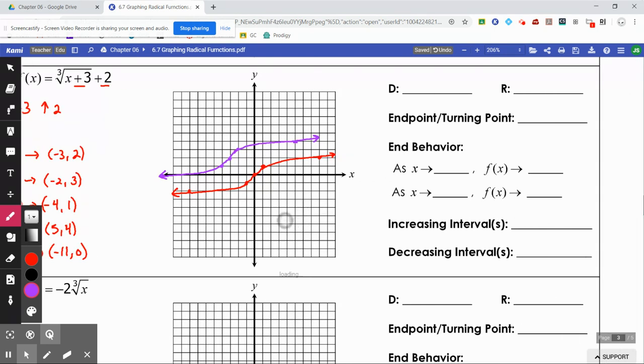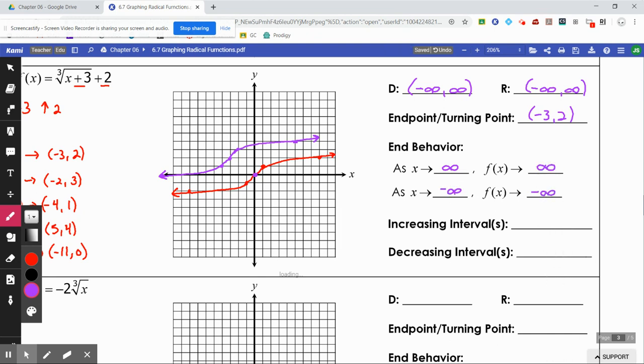Your domain is still infinite, negative to positive infinity. Your range is still the exact same thing, negative to positive infinity. Your turning point, which used to be at 0, 0, got moved again left 3 and up 2, so it is now at negative 3, 2. As you travel to the right on your x-axis, your graph goes up. As you travel to the left, your graph goes down.